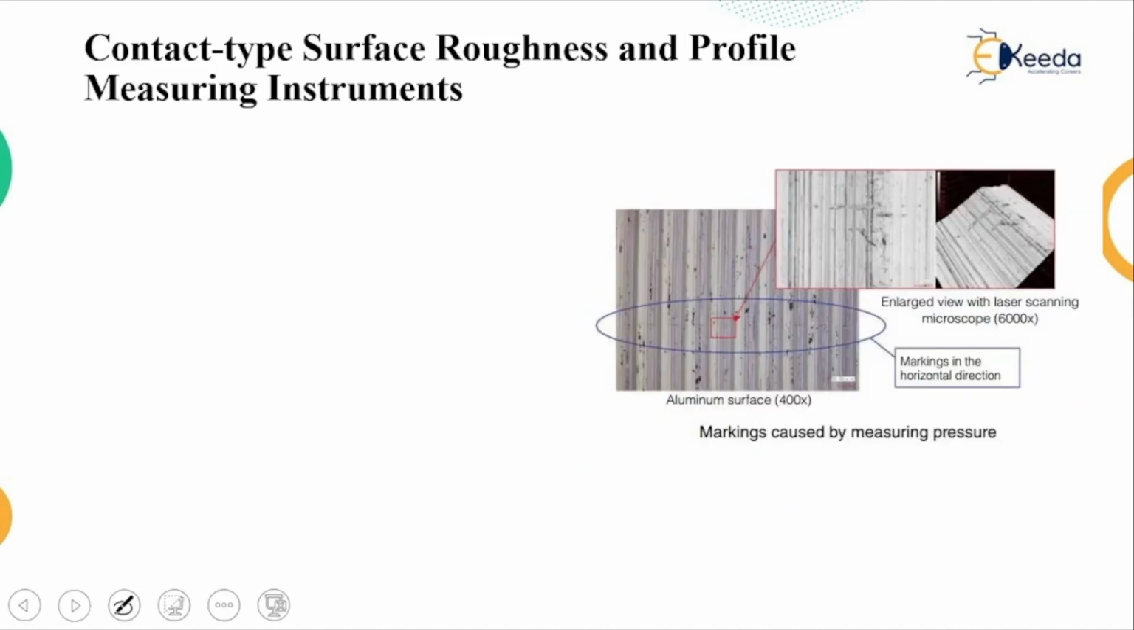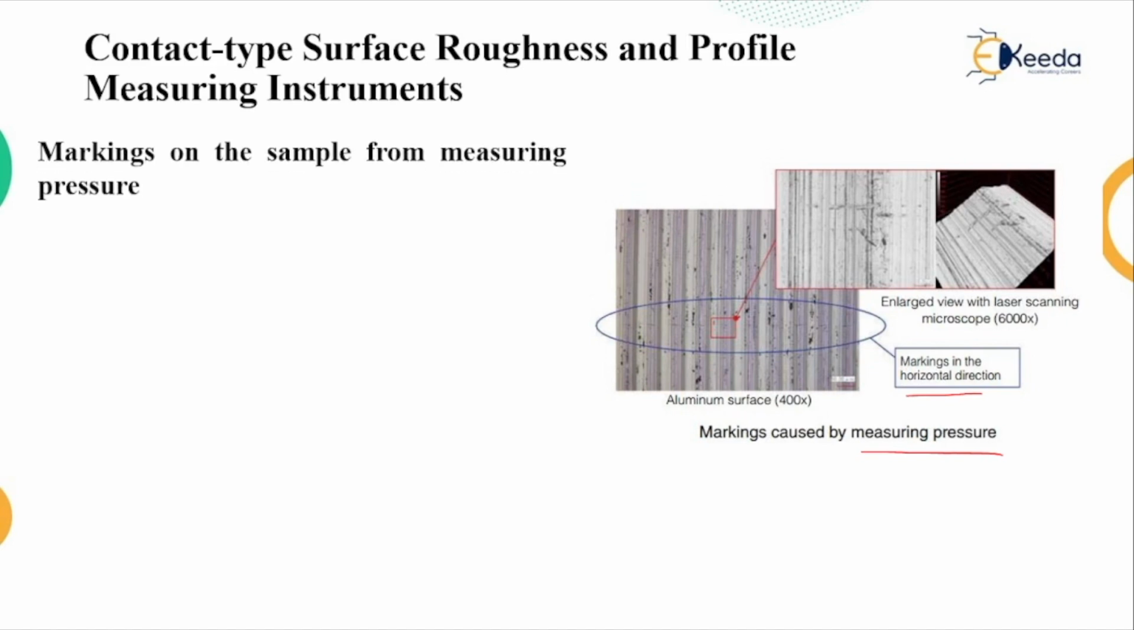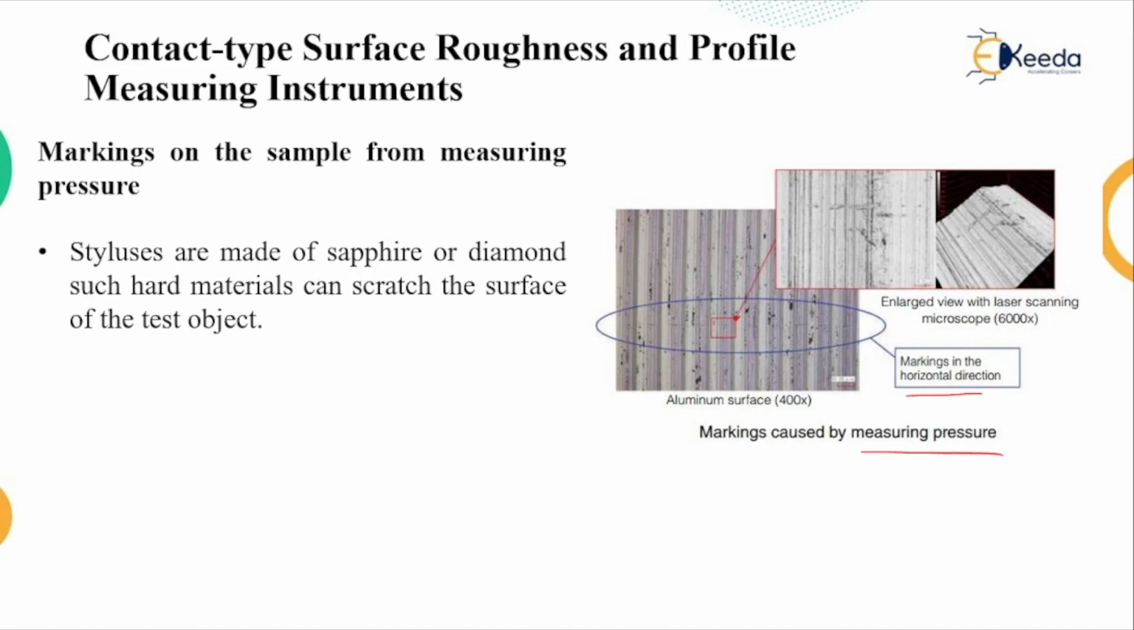Now sometimes there is some marking caused by the measuring pressure, which is not acceptable in some cases. You can see here one sample is machined and then the surface roughness is checked. This is the enlarged view of the machined sample. Now you can see this marking in the horizontal direction. So this marking is due to the measurement. It should not happen in the industry. Marking on the sample from measuring pressure.